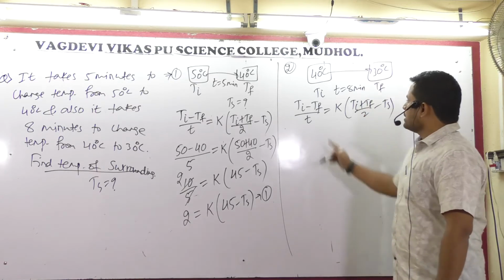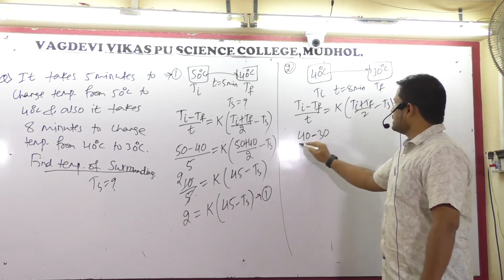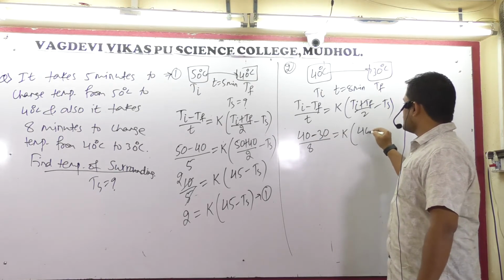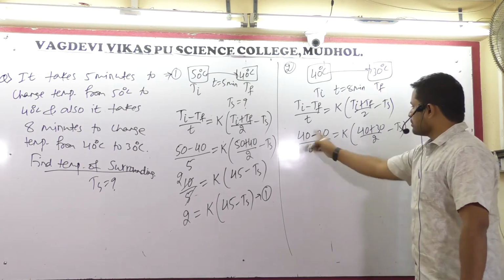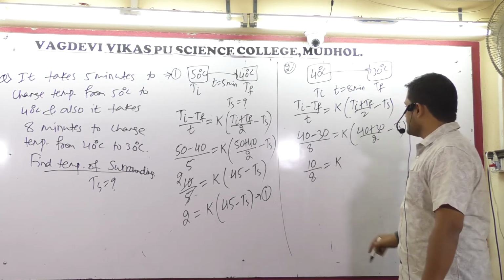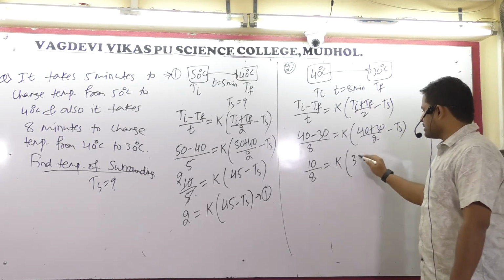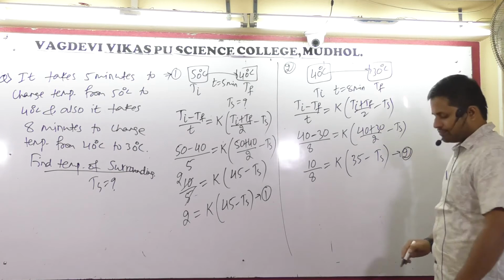Okay, so Ti minus Tf is going to be 40 minus 30, divided by time taken, which is 8 minutes, is equal to K bracket 40 plus 30 divided by 2 minus Ts. So 40 minus 30 is 10. 10 divided by 8 is equal to K bracket 40 plus 30 is 70, 70 by 2 is 35, 35 minus Ts. So let me keep it as equation number 2.